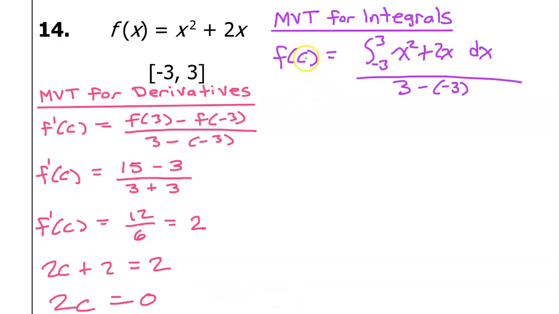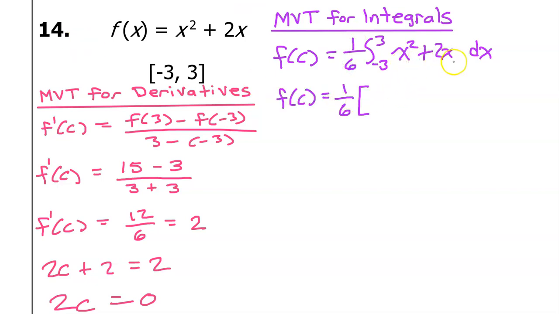Now let's find the value of c whose existence is guaranteed by the mean value theorem for integrals. F at c for some value of c should equal the integral of x squared plus 2x dx from negative 3 to positive 3 divided by the interval 3 minus negative 3. Of course, 3 minus negative 3 is the same as 3 plus 3, which is 6. Dividing by 6 is the same as multiplying by 1/6, so I'm going to write it that way.